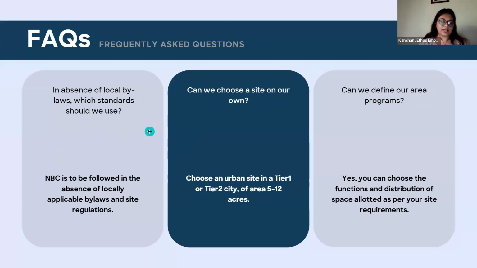We saw before, National Building Code is to be followed in case the local bylaws are not available to you. Can we choose a site on our own? Yes, of course, absolutely. You can choose a site on your own. Just remember that it has to be an urban site in a tier 1 or tier 2 city, and the area should be between 5 to 12 acres.